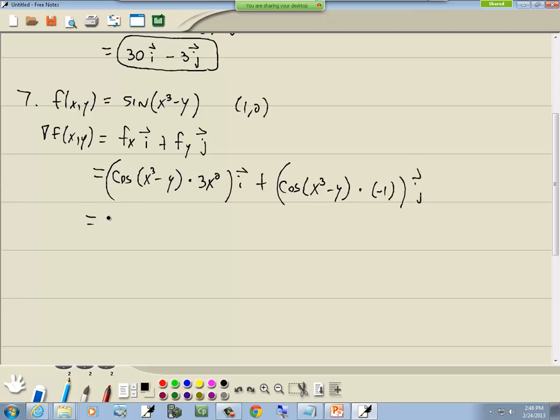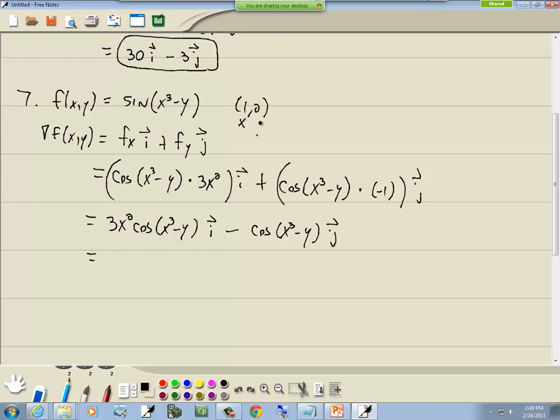which gives us 3x squared cosine of x to the third minus y, i, minus, that negative goes out in front, cosine of x to the third minus y, j.